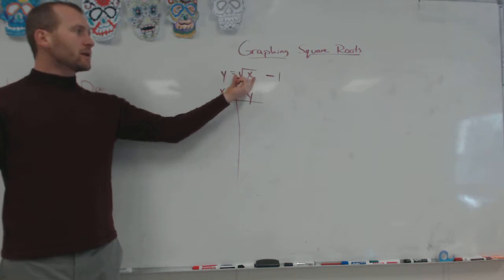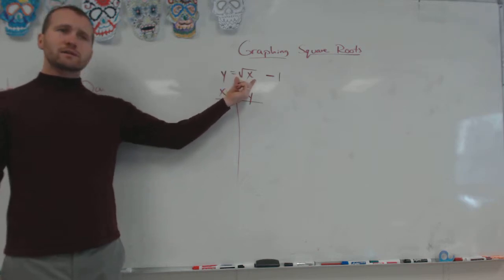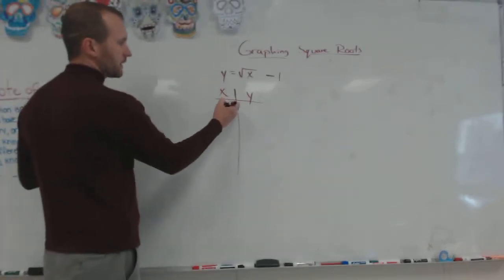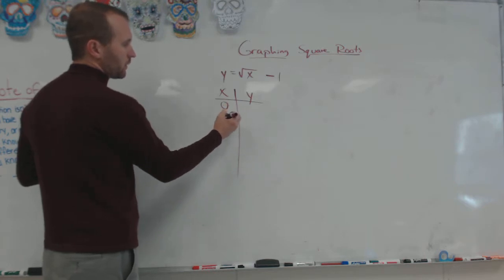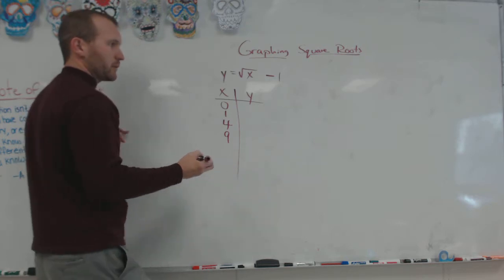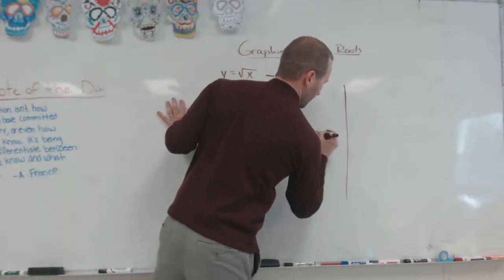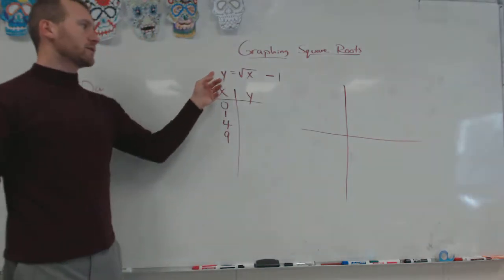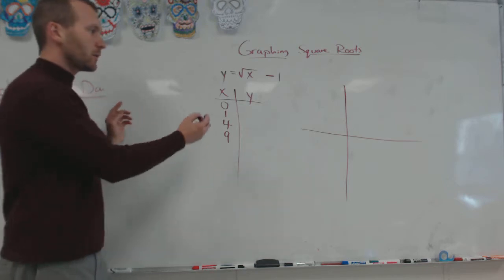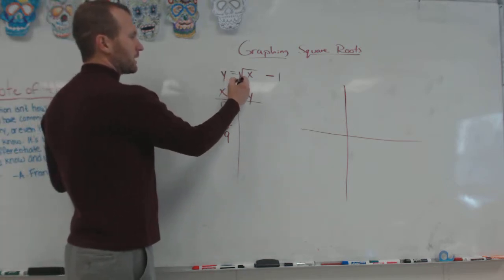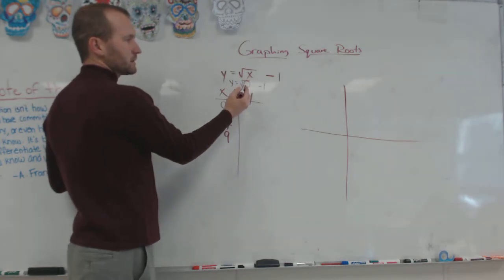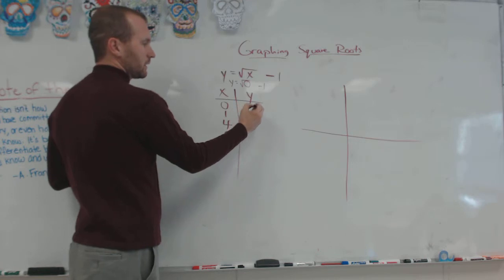Because what I want to look at is what is underneath this square root. What is underneath the square root is still x. So I'm still going to pick perfect squares for my x's. I'm going to pick 0, 1, 4, 9. I think that'll be enough. And then I'll still get integer values for y. Except I'm not going to get the same integers. So when I plug 0 in here, y equals 0 square root minus 1, which is 0 minus 1, which is negative 1.